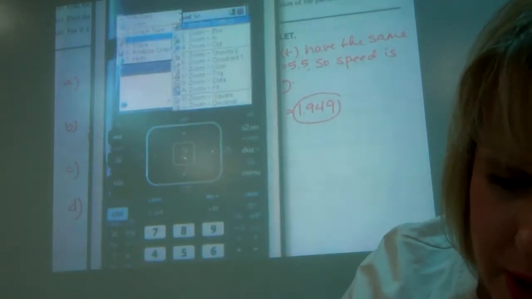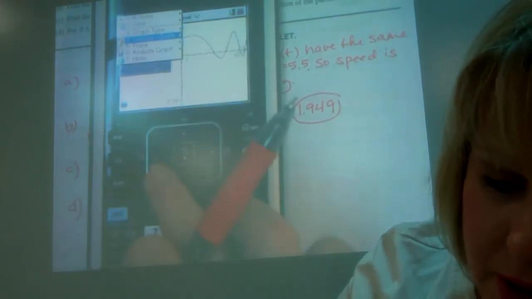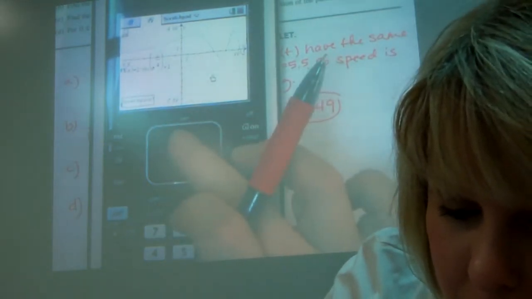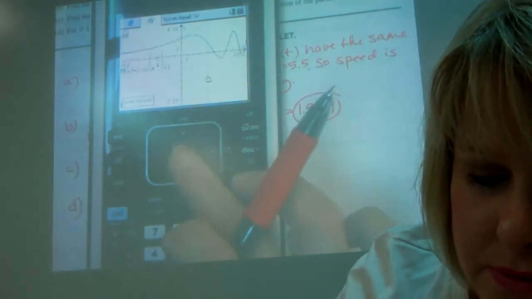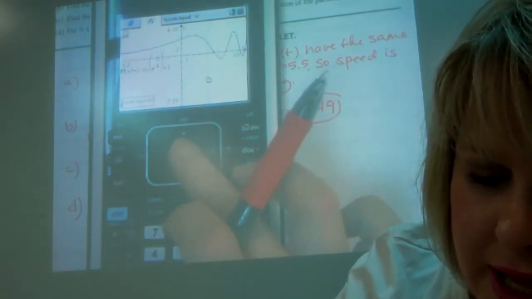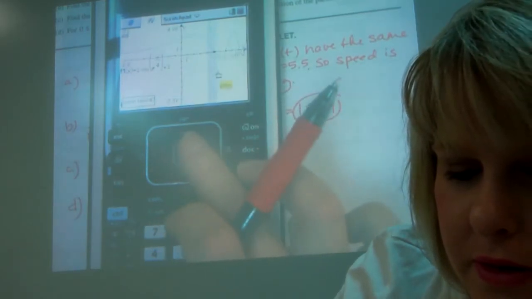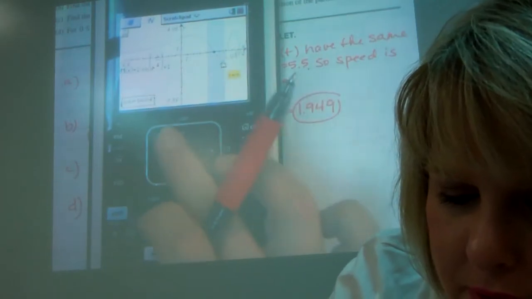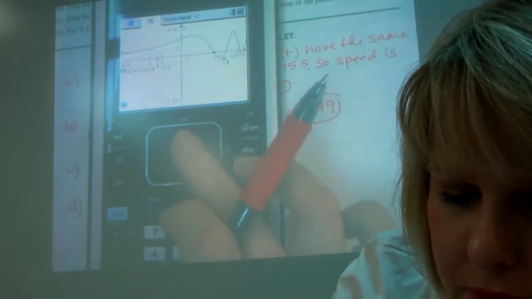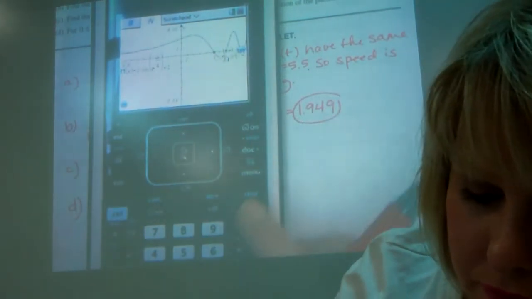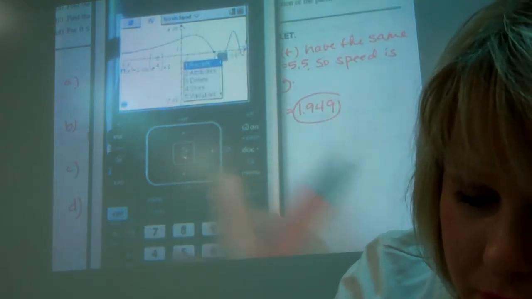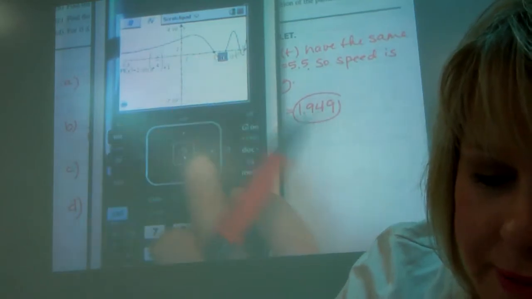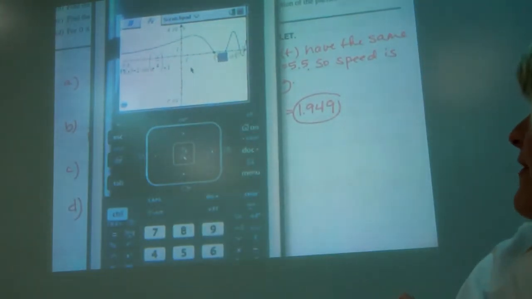So I'm going to go Window, Zoom. Oh no. I'm going to go Analyze Graph, 0. And then I'll just put that little lower bound line to the left, and then the little upper bound line to the right. Okay, so it's at this time 5.2.